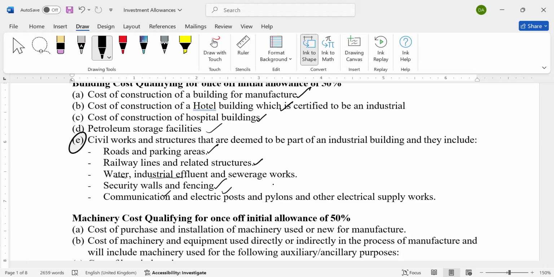All these are part of the hospital or whichever building you've done. If it is a building for manufacturing, it goes with this civil work. Hotel building may require the civil work. Hospital building may also require those civil works, and even petroleum facilities. So if you have done these particular facilities to support the function of the building, then the facilities also qualify. The civil works also qualify for the same investment allowance as the building that it serves.